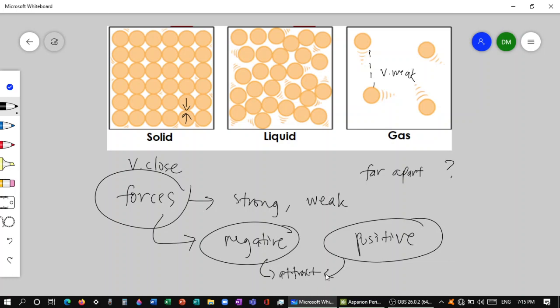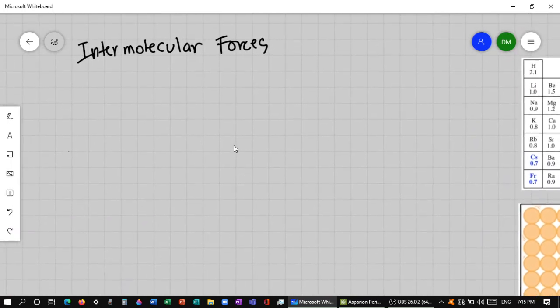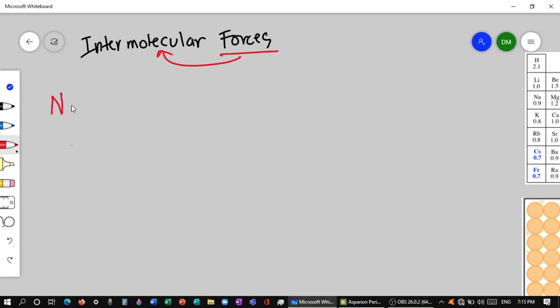Now let's discuss the different forces between the particles of matter. Our topic for this day will be all about intermolecular forces. Intermolecular forces are the forces in between molecules. Let's try to observe first NaCl. NaCl, or salt. This one is table salt.